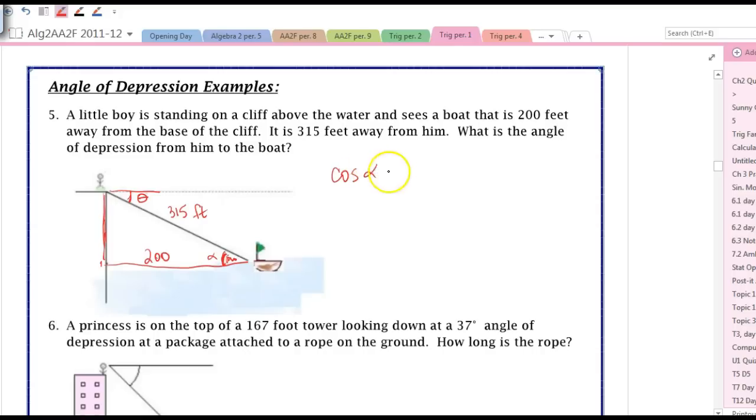So cosine of alpha is 200 over 315. I'm going to use a little inverse. So cosine inverse of 200 divided by 315, 50.586 degrees. And so those angles are equal, and so I do have the angle of depression there.